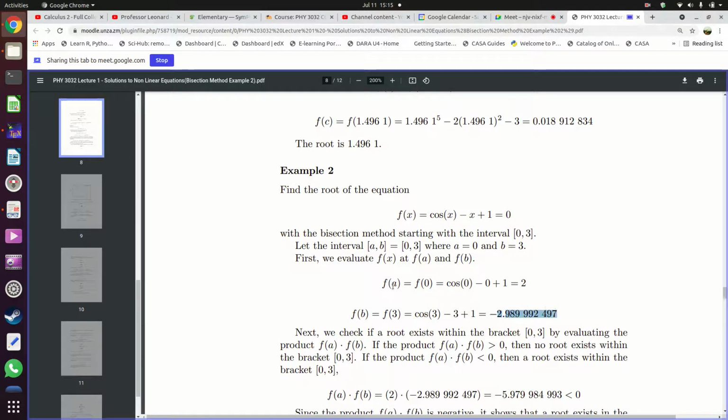So as our function moves from 0, when it's at 0, it has got a positive value. Then as it moves to 3, the value changes to being negative. So somewhere, the function changes from positive to negative. Are we clear?